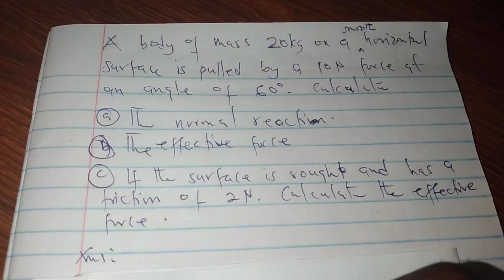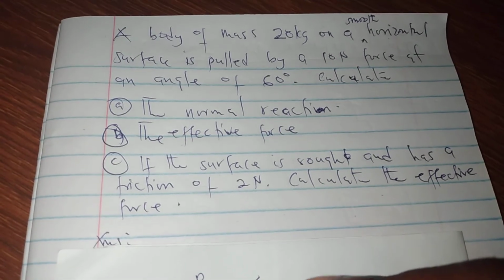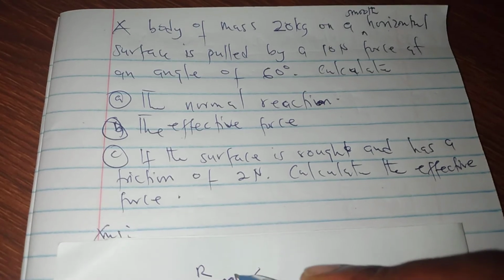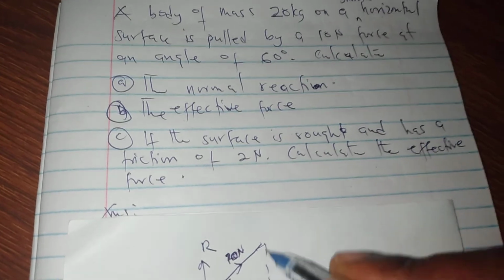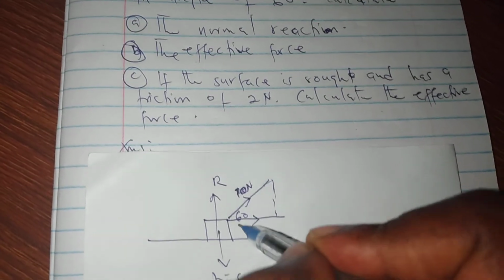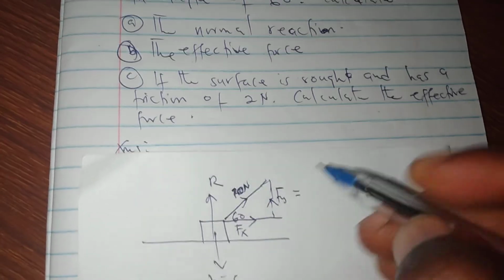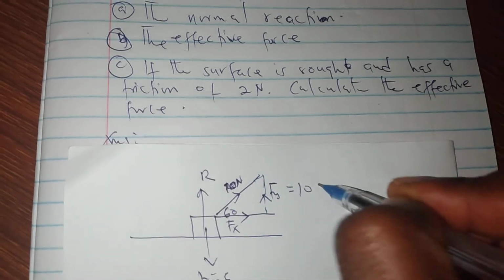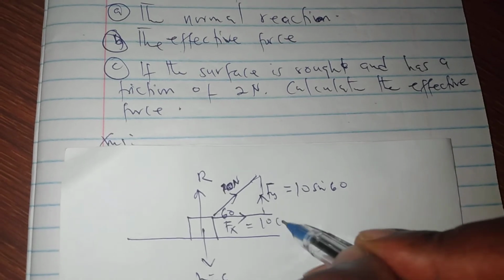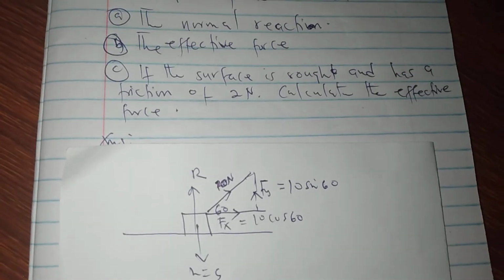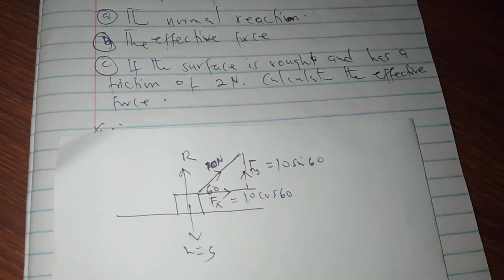This time around, the body is being pulled by a 10 Newton force at an angle of 60 degrees. Since it is being pulled, the f of x is in this direction, and the f of y is in this direction. So here, f of y is going to be 10 sine 60, and f of x is going to be equal to 10 cos 60. So this is the diagram that we are going to have for the question that has been given.